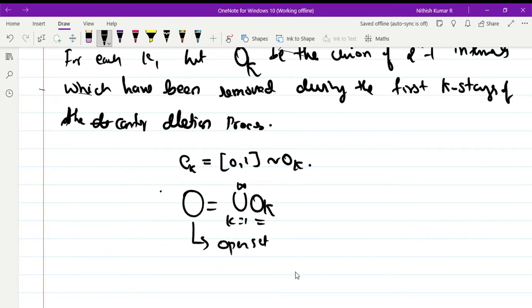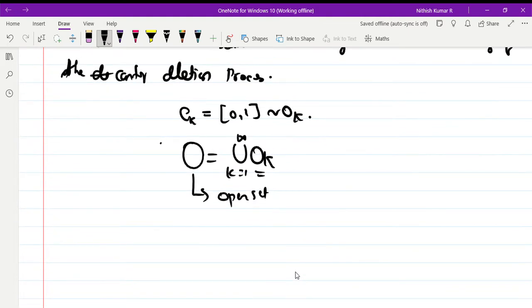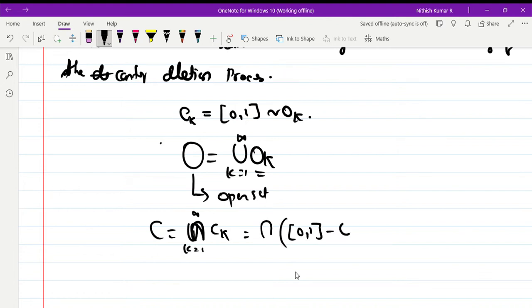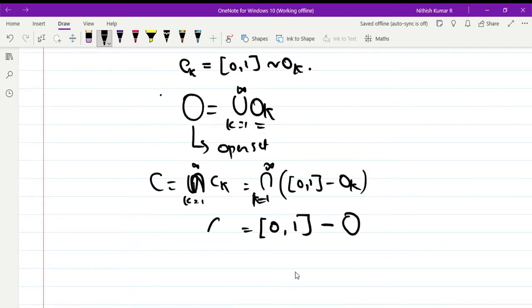Now we see that C is nothing but the intersection of Ck, k ranges from 1 to infinity. Now Ck is nothing but the closed interval [0,1] minus O_k. Now using the set theoretic property, this is nothing but the closed interval [0,1] minus the union of O_k, and that is nothing but O. So we have the Cantor set C equal to the closed interval [0,1] minus O.